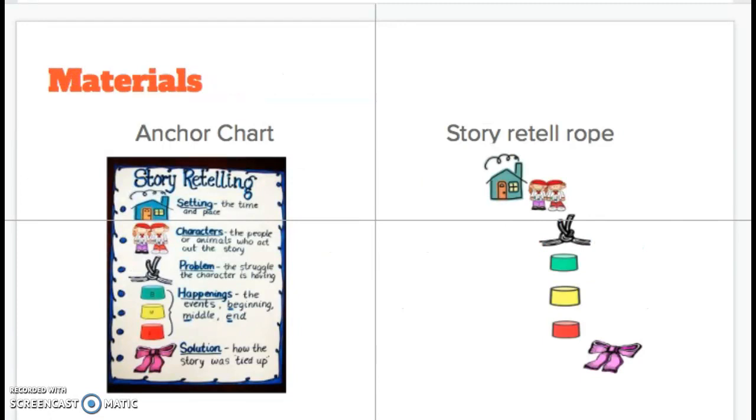There are several materials that will be needed for this lesson. The first is a teacher-created anchor chart that includes the steps to story retelling. They will also be given a story retelling rope, where each part of a story retell is hole punched, and then the student can slide it on the rope or off the rope, so they can sequence the retell on the rope, or they can move it around, and that helps them have a visual as well as a kinesthetic approach to story retelling.